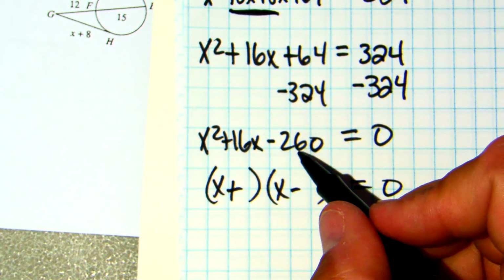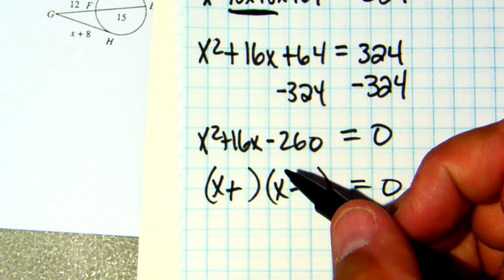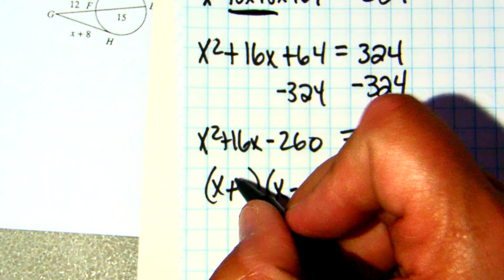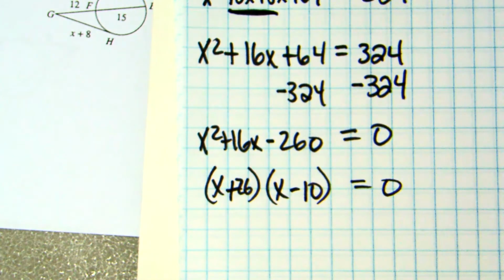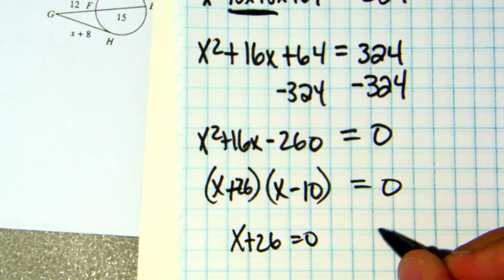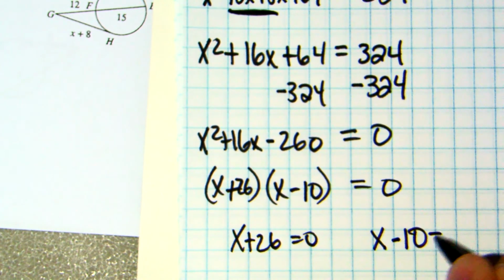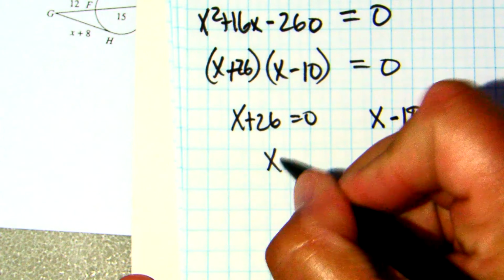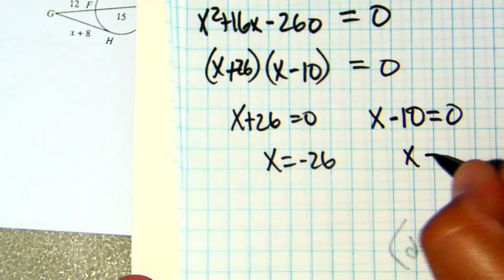The factors of 260 that combine to 16 are 26 and 10. 26 needs to be positive, 10 needs to be negative. So I have x plus 26 equal to 0 and x minus 10 equal to 0. So x will equal negative 26 or x will equal 10.